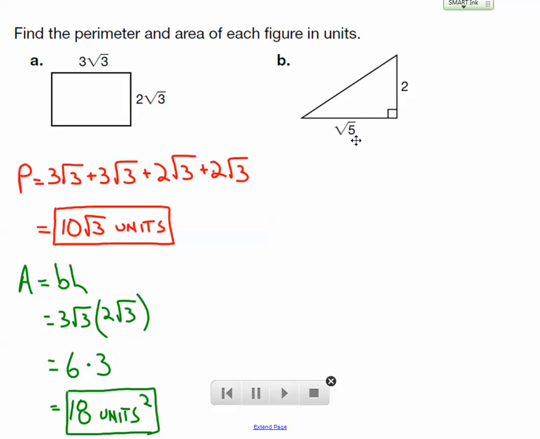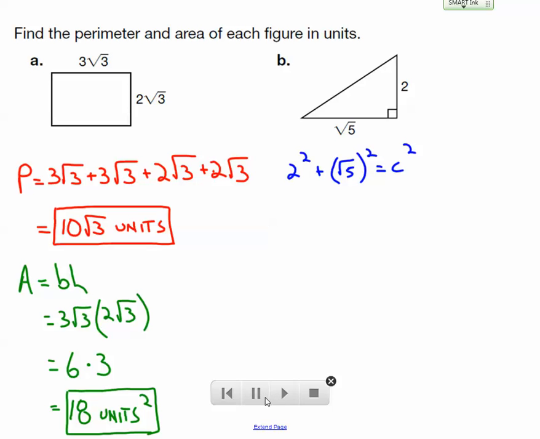Okay, moving on to B, there is an added step here. I can't do the perimeter because I don't know the third side, but I do know two sides of a right triangle, so I can do the Pythagorean Theorem. So we'll do leg squared. Sorry, can't do the perimeter. I have to do Pythagorean Theorem first. Here we go. 2 squared plus square root of 5 squared is going to equal c squared.